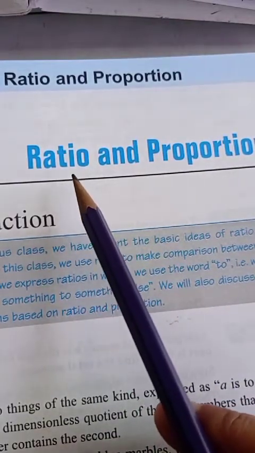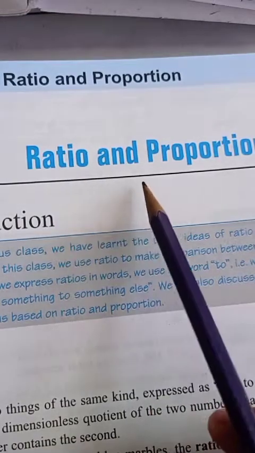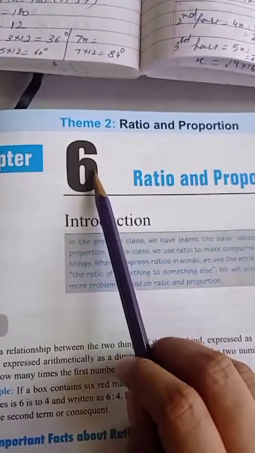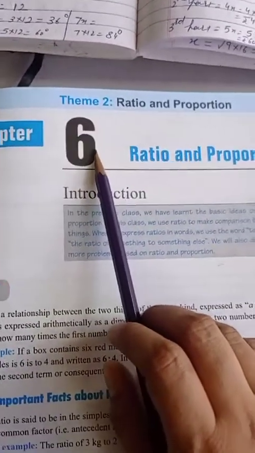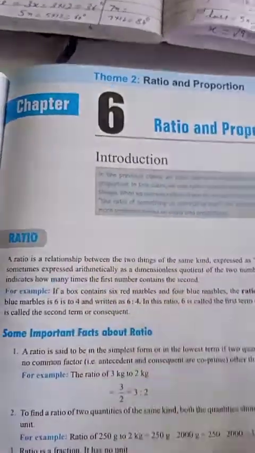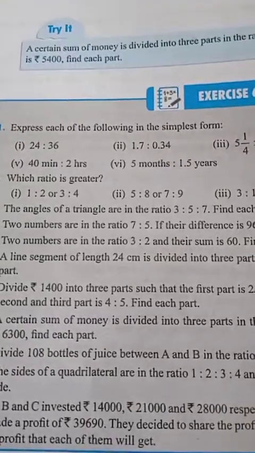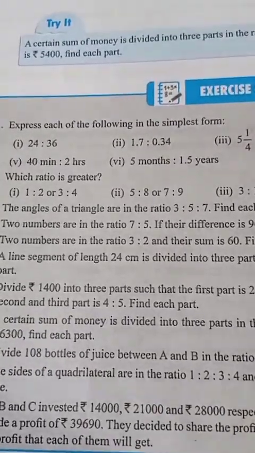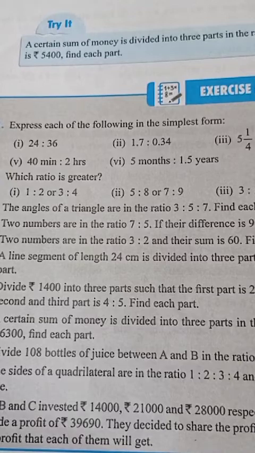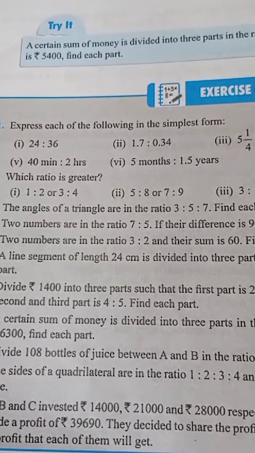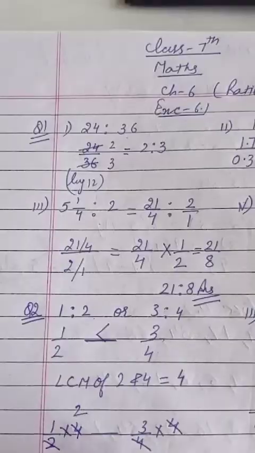Let's start with the first chapter of the first term, that is ratio and proportion. Chapter number 6. Only exercise 6.1 and 6.2 are in the syllabus. So let's start with it. Exercise 6.1. Express each of the following in simplest form. Children, simplest form means you have to convert them into lowest form. So let's practice all these questions.